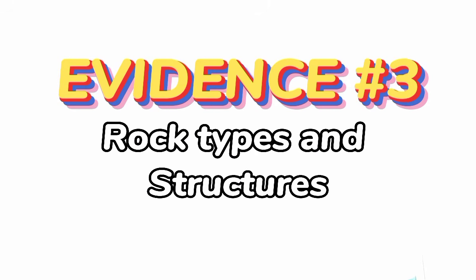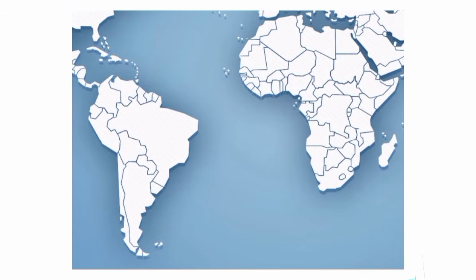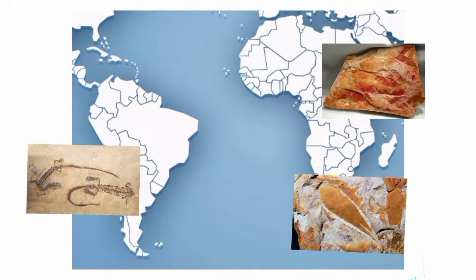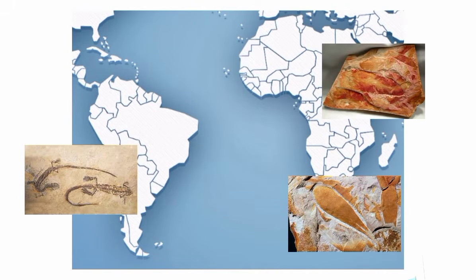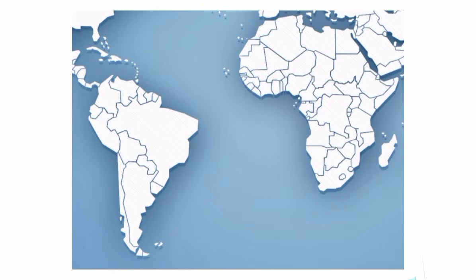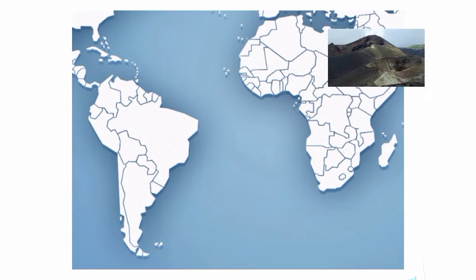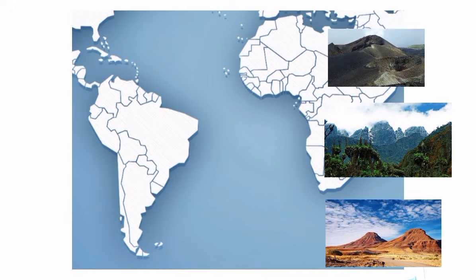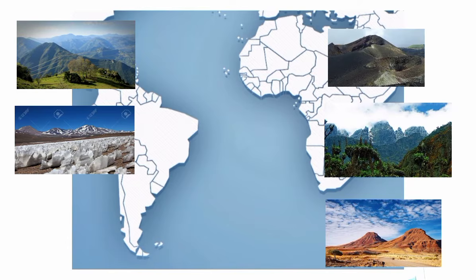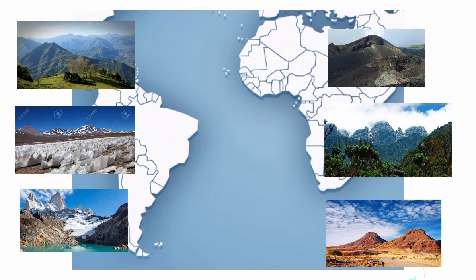Evidence 3. Rock types and structures. We'll again connect the South America and African continent for the second time. It's not only that they fit well when connected and identical fossils were found in most locations in separate continents, but also the rocks and mountains in West Africa, Congo, and Kalahari in Africa resemble the mountains in São Luís, San Francisco, and Rio de la Plata in South America, respectively.